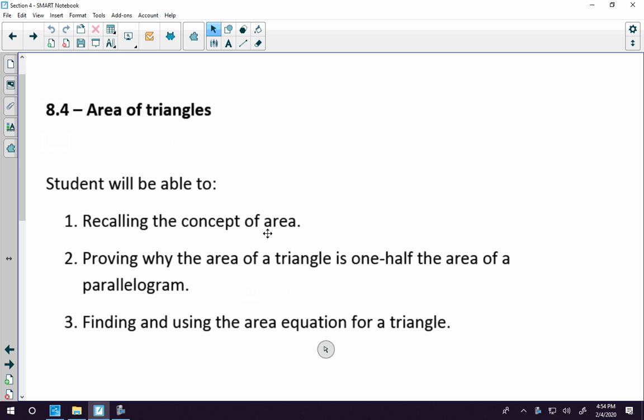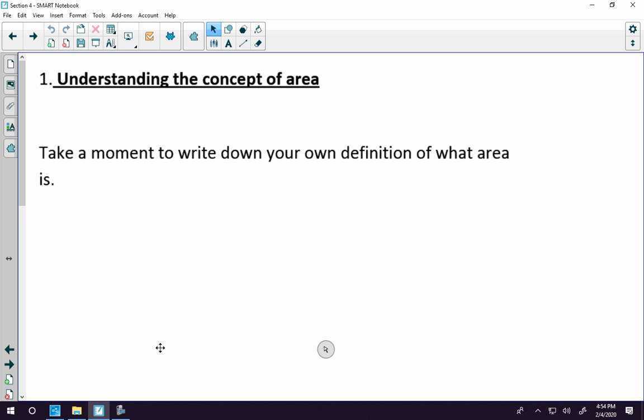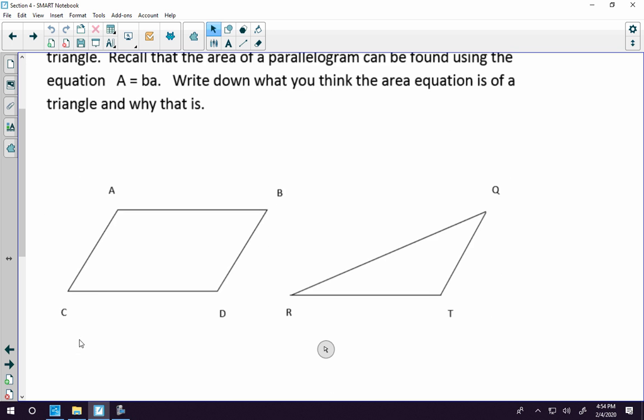First and foremost, we'll probably skip it, but the first objective is recalling the concept of area. I just kind of talked about that. Area is the space inside of a two-dimensional space figure. Second objective, proving why the area of a triangle is one half the area of a parallelogram, or a rectangle, if you will, or a square, by the way. And third, finding and using the area equation for a triangle. I'll let you come to this if you want to and think about it and take notes on it. I just want you to recollect what you think the definition of area means.